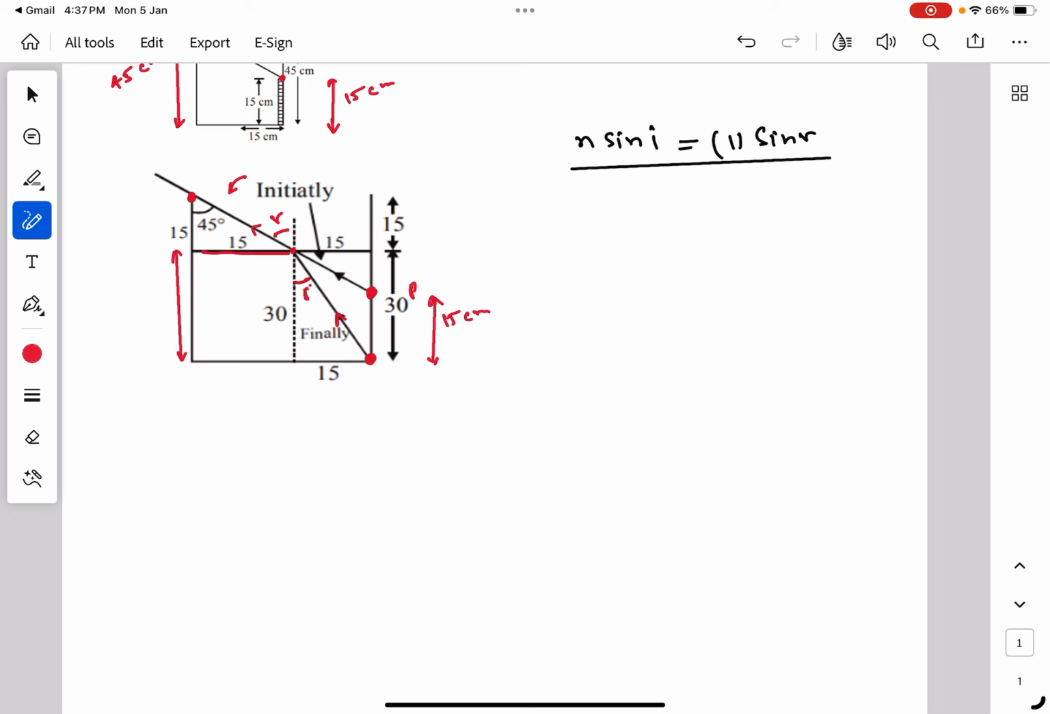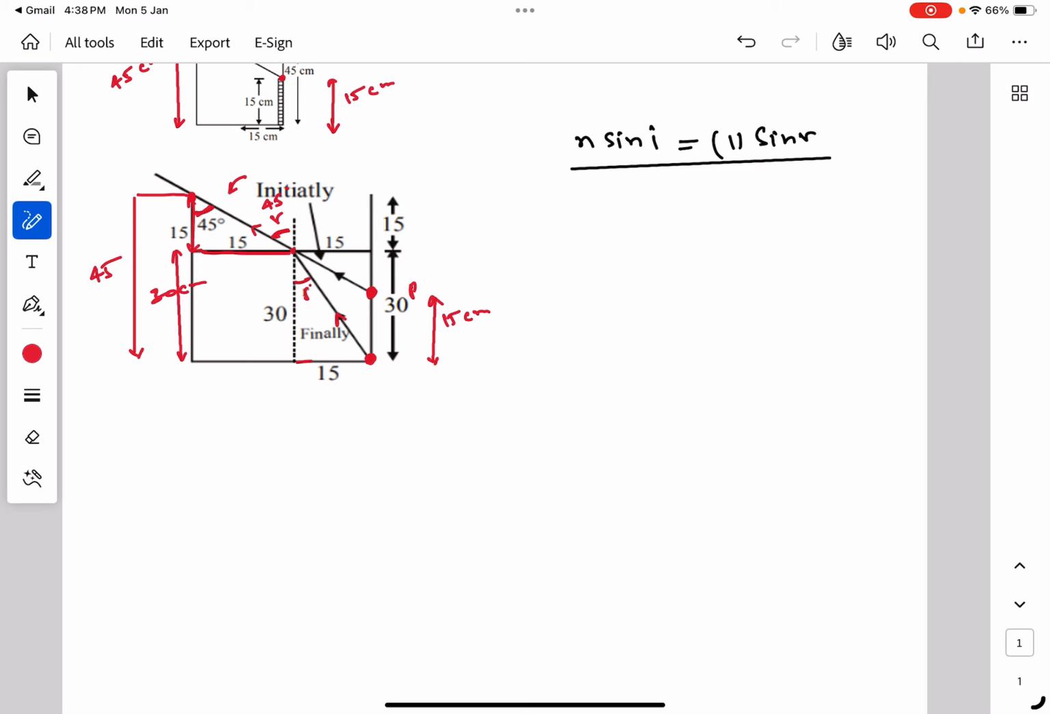Since the radius of the jar is 15 cm and the height of this hole is 45 cm from the bottom and water is filled up to a height of 30 cm, so the length of this is 15 cm and this is also 15 cm. So this angle is 45 degrees. So the angle of refraction is also 45 degrees.